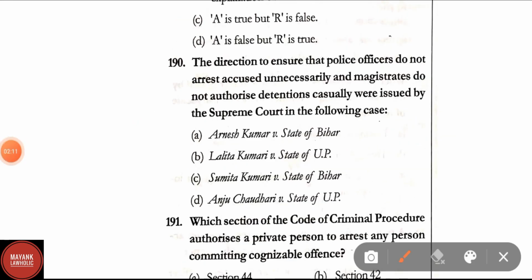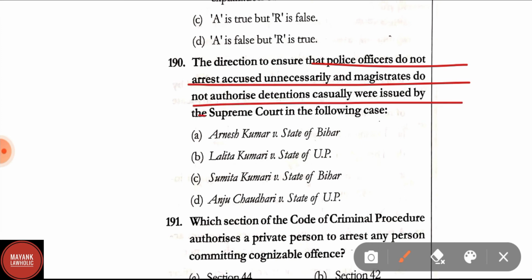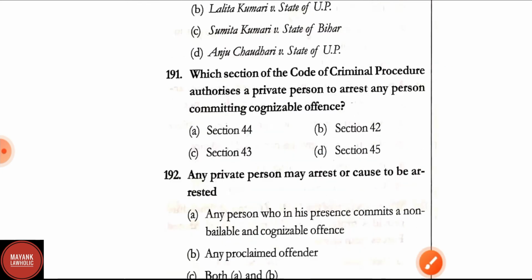Question number 190. The direction to ensure that police officers do not arrest accused unnecessarily and magistrates do not authorize detention casually were issued by the Supreme Court in the following case. Option A, Arnesh Kumar versus State of Bihar. Option B, Lalita Kumari versus State of UP. Option C, Sumita Kumari versus State of Bihar, and option D, Anju Chaudhary versus State of UP. Here correct answer is option A, that is Arnesh Kumar versus State of Bihar.